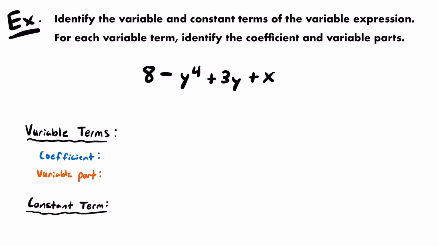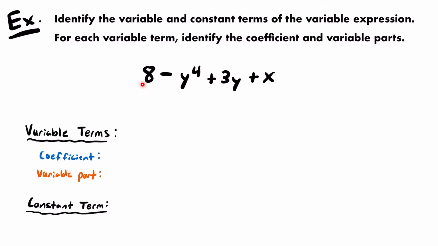Here we once again want to identify the variable and constant terms of the variable expression, and for each variable term we want to identify the coefficient and variable parts. Okay, so for this variable expression, we have 1, 2, 3, 4 different terms. They are 8, negative y to the power of 4, positive 3y, and positive x. Now, looking at these four terms, which of them are variable terms and which of them are constant terms?